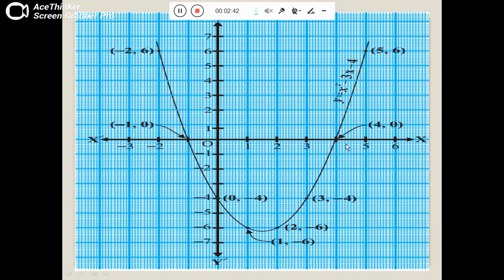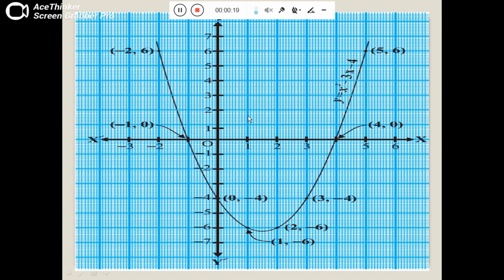Any quadratic polynomial, when you represent it geometrically, will give the shape of a parabola. Here, when you compare the equation x square minus 3x minus 4 with the standard form ax square plus bx plus c, you get a equals 1, which is positive, so the parabola opens upward.